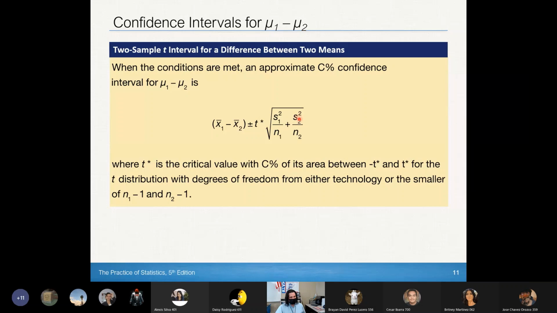1 plus the variance of sample 2 divided by the sample size of sample 2, where t star is a critical value with C% of its area between negative t star and t star for the t distribution with degrees of freedom from either technology or the smaller of n1 minus 1 and n2 minus 1. And again, we find this t star critical value with our calculation, and we combine that with our confidence interval that we're looking for using table B.